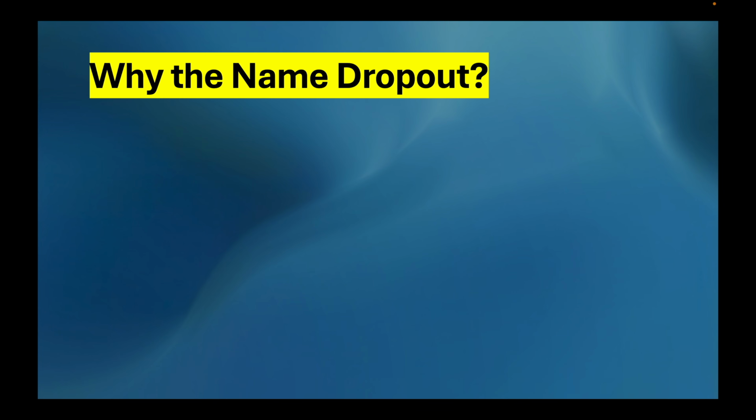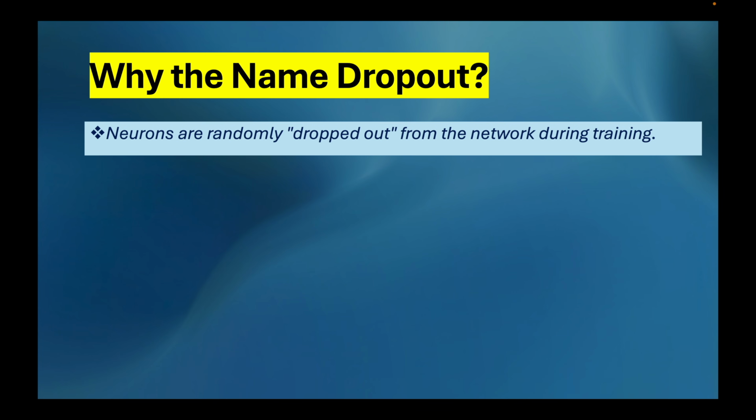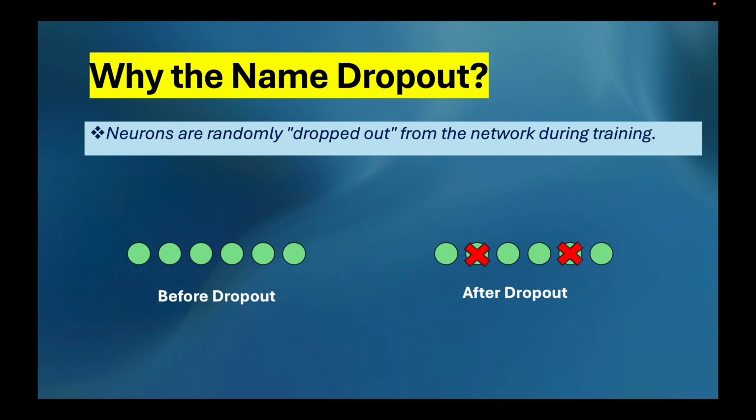Why the name dropout? It is because neurons are randomly dropped out from the network during the training process. For example, the neurons before dropout look like this, whereas the neurons after dropout look like this. Here, the green circle indicates the active neuron, whereas the cross indicates the dropped neurons.